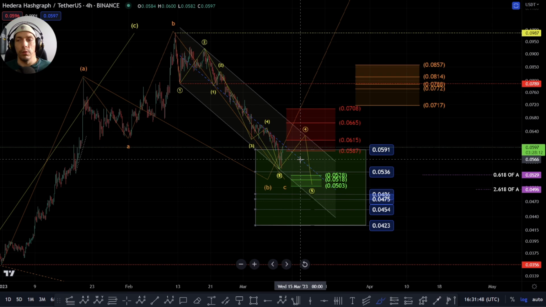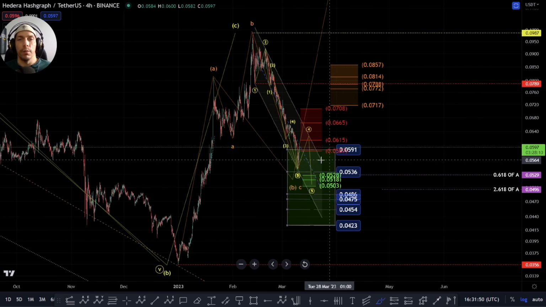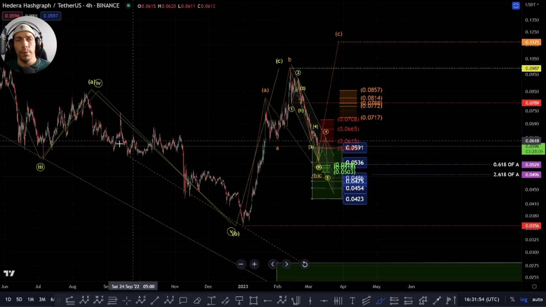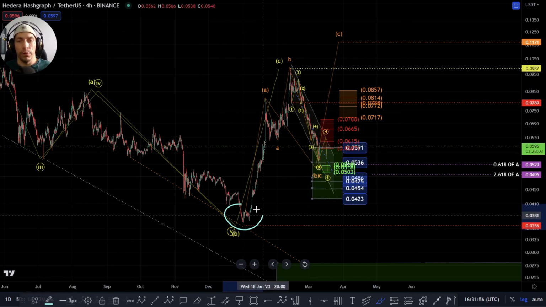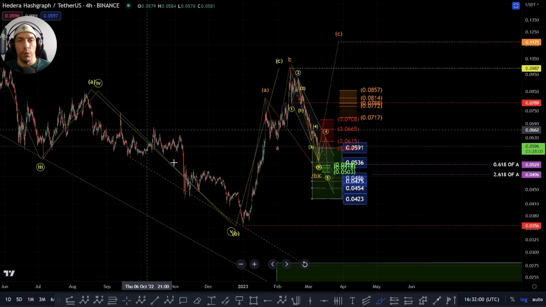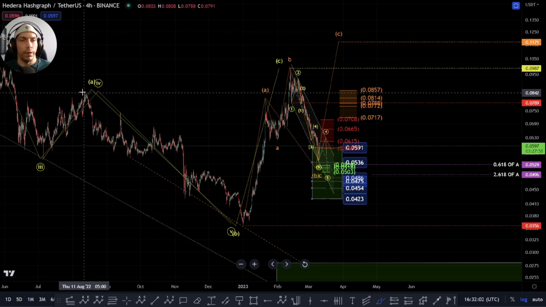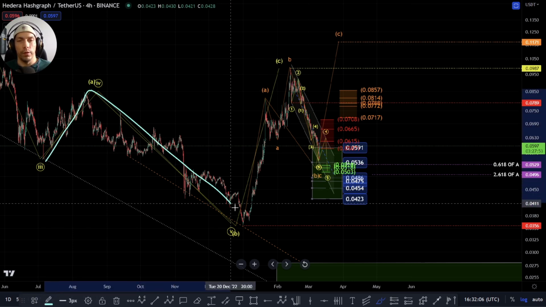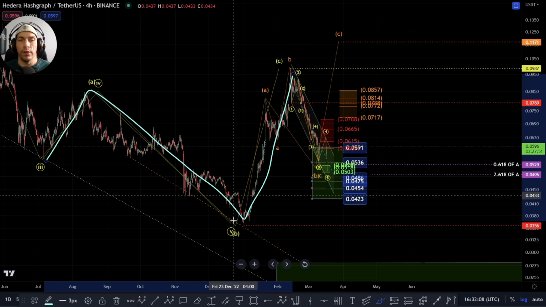But before we do that, I would just like to go over some of the macro side of what we're looking at. So we need to be careful here. We can argue that this is a fifth wave completed into this low. However, the structure is not great for this move here. You'd have to argue it'd be some kind of a diagonal or something in there. But it is also possible that this is just an A, a B, and potentially a C wave to the upside.